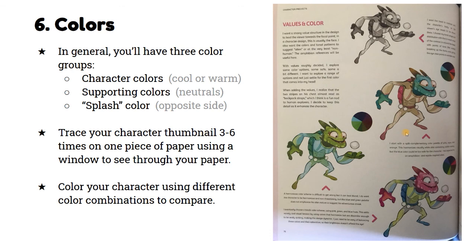The problem with drawing traditionally is this part where you need to make a copy of your drawing, and you might not have the equipment to do that electronically. So the old school way is you just trace your character's thumbnail, really roughly, 3 to 6 times on a new piece of paper by taping them up on a window so that you can see through your paper. Or if you happen to have a light table, you can do it that way as well. But again, we're not going for detail. We're going for really basic shapes, basic color blocks.